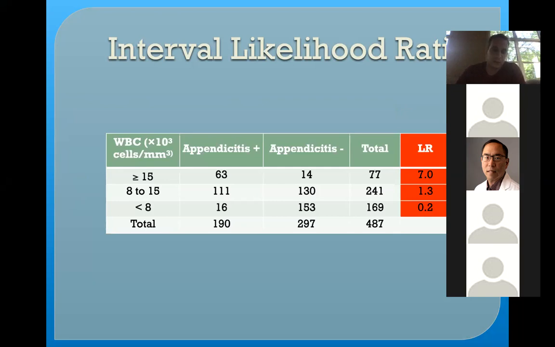if you have a white count less than 8, you can see that your negative likelihood ratio is 0.2. If you have a white count of 8 to 15, you now have a slightly positive likelihood ratio of 1.3, and with a white count greater than 15, your likelihood ratio is up to 7. So you can break these down to whatever intervals you want. Keep in mind, the more intervals you have, the smaller the number of patients in each group, so the 95% confidence interval for your likelihood ratio is going to be wider and wider.